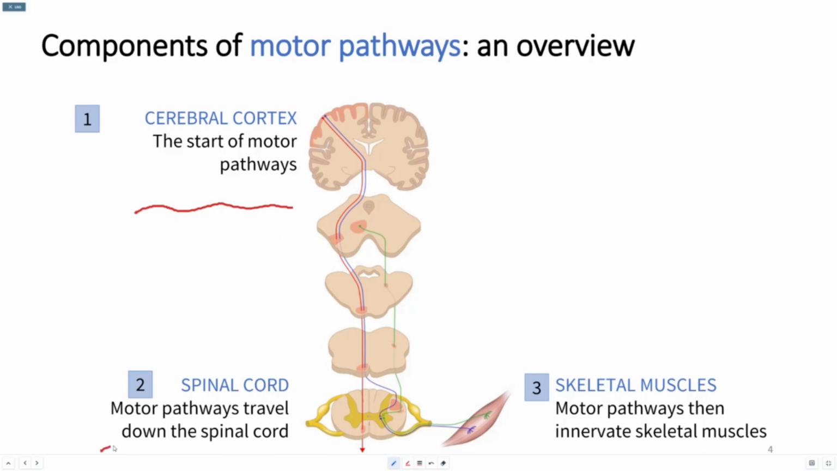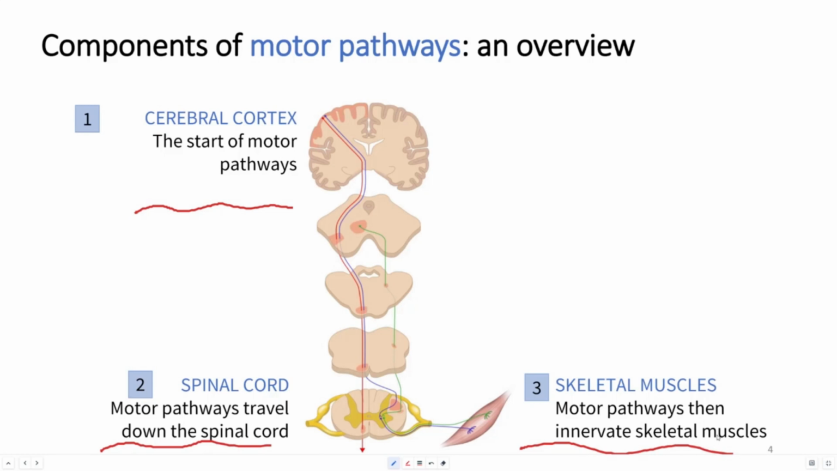The second part is the spinal cord. This is a bundle of nerves that run from the brain and down through the center of the back, and these nerves relay between the brain and the rest of the body, and then they transmit into the skeletal muscle. The last part is skeletal muscles, which are the muscles that are attached to bone and are responsible for voluntary movement like walking, running, lifting.